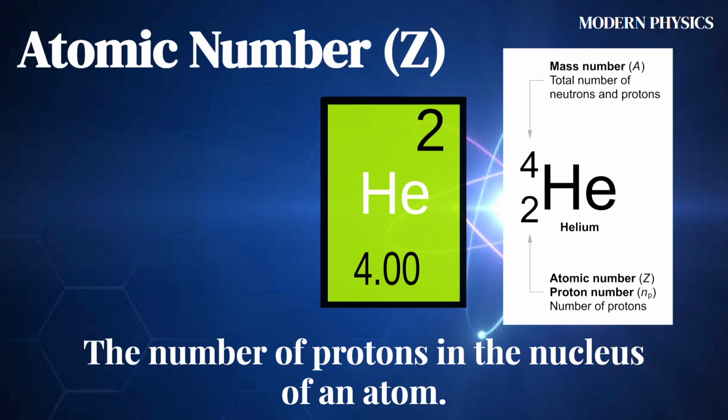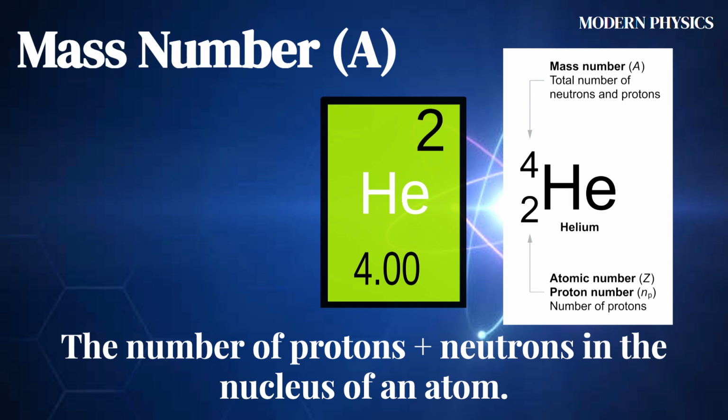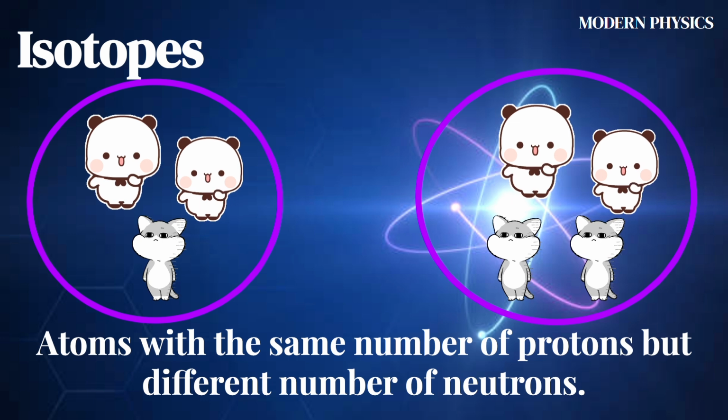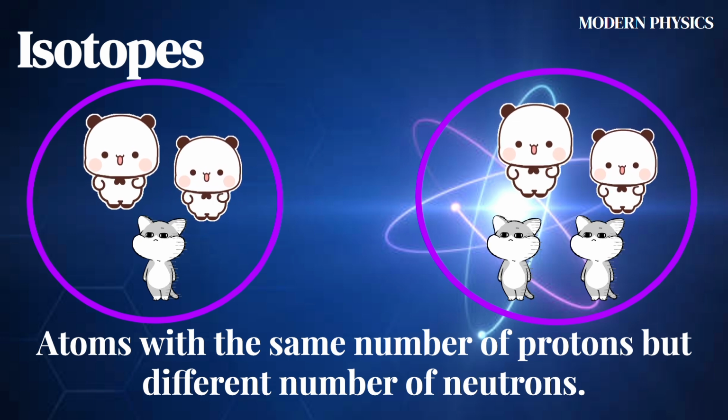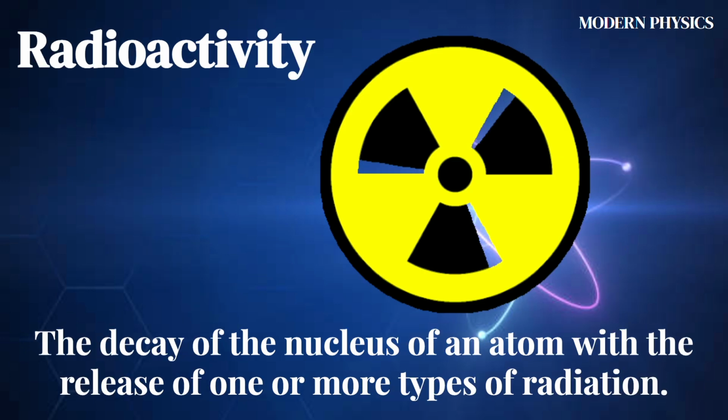Atomic number is the number of protons in the nucleus of an atom. Mass number is the number of protons plus neutrons in the nucleus of an atom. Isotopes are atoms with the same number of protons but different number of neutrons.